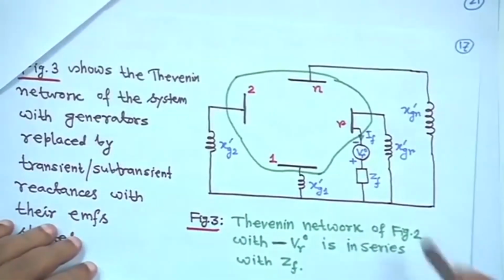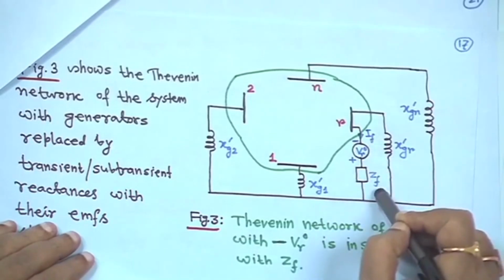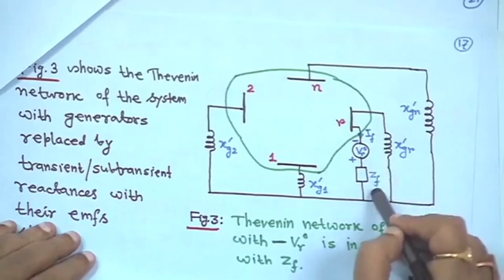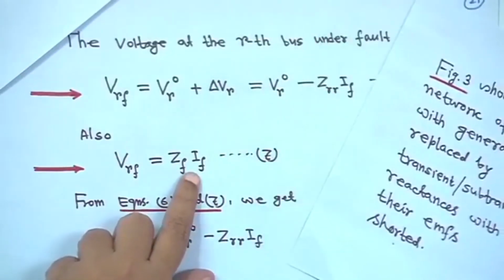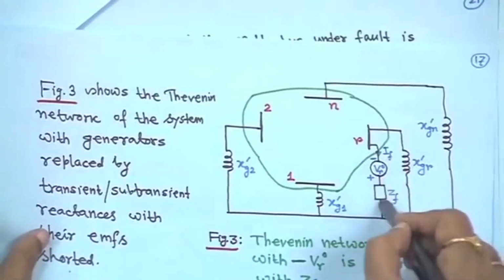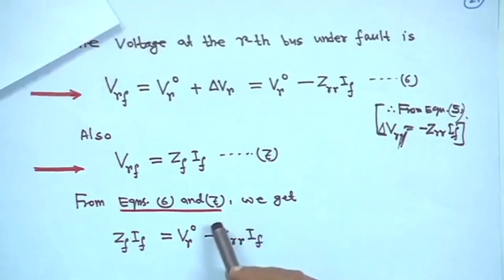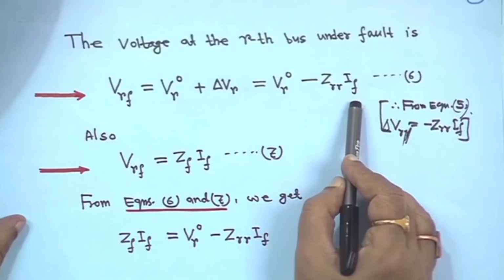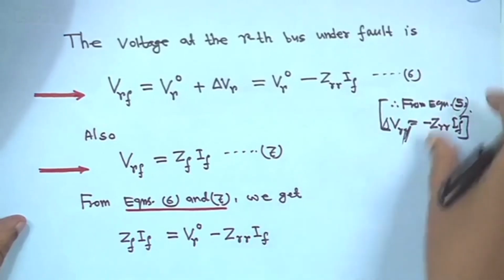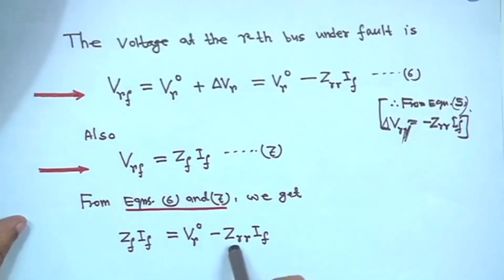If you write from this diagram, the fault current is IF and this is ZF. So, VRF will be ZF into IF, right. That is why you are writing ZF into IF from this diagram only. That means from equations 6 and 7, VRF is equal to VR0 minus ZRR IF. Therefore, this VRF, that is ZF IF, is equal to VR0 minus ZRR IF, right.